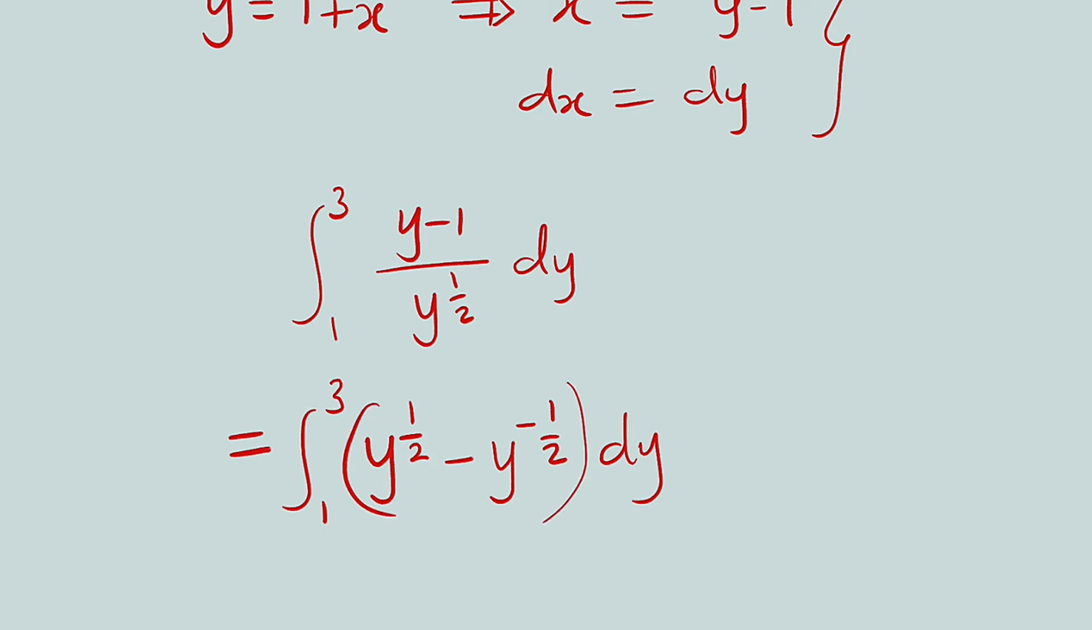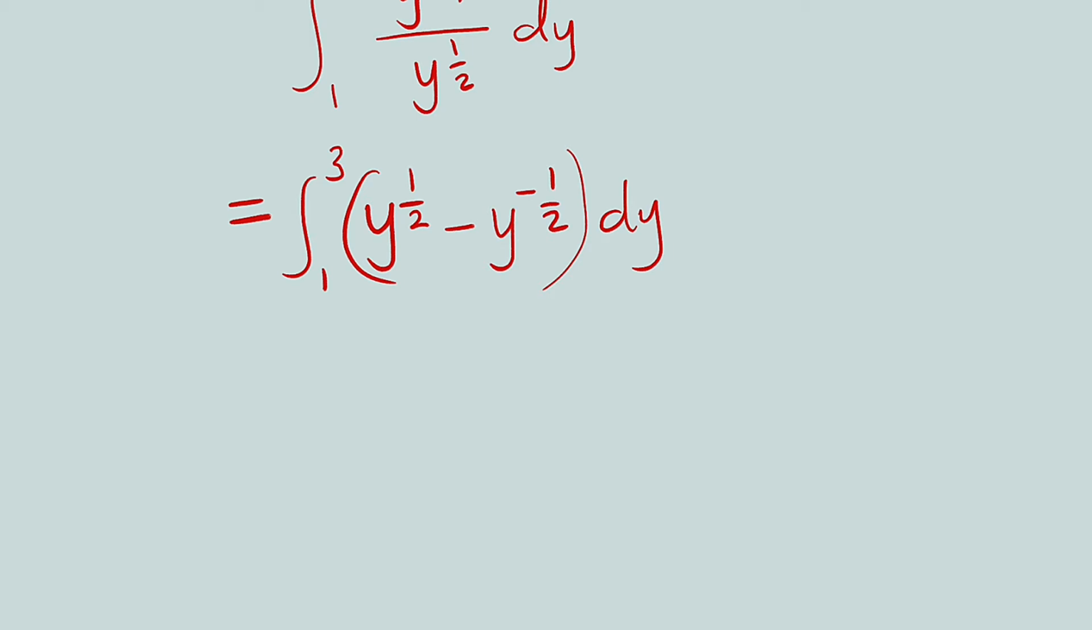So now let us integrate. If you integrate y to the power of 1 over 2, the power of 1 over 2 will increase by 1. So we have y to the power of 3 over 2, and you have to divide by that power 3 over 2, which is the same thing as multiplying by 2 over 3. Then we subtract. If you integrate y to the power of negative 1 over 2, it will become y to the power of 1 over 2, and you have to divide by 1 over 2, which is the same thing as multiplying by 2. Our boundary is from 1 to 3.